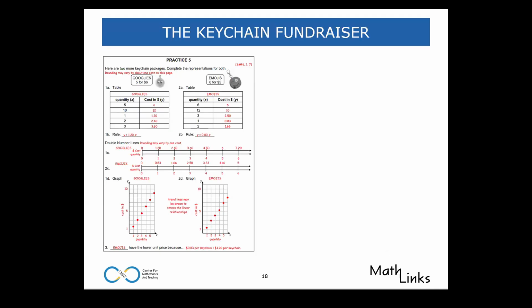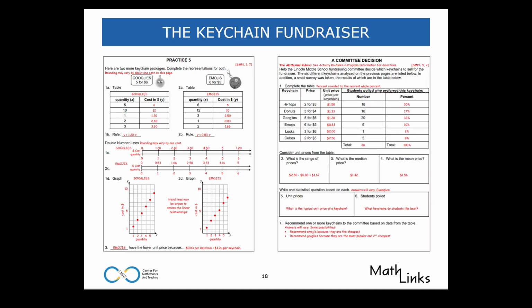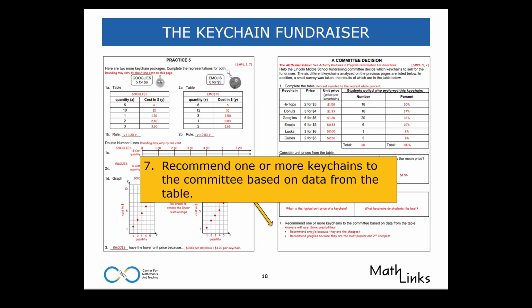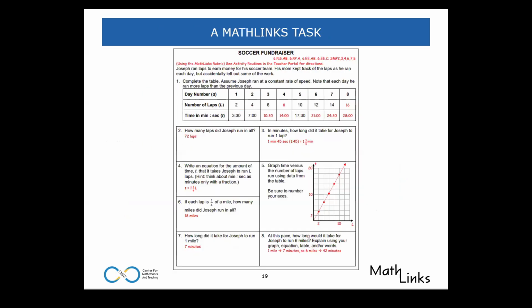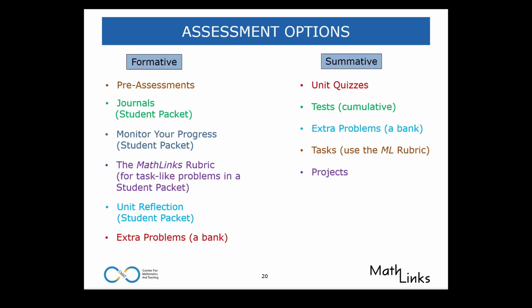Here's a practice page leading up to a rubric-worthy problem from a 6th grade unit. Then they're asked to help a committee decide which keychain to sell. They use prior knowledge of statistics, percents, and unit pricing to analyze the data and make a recommendation. This rubric may also be used by teachers when scoring assessments like this task. As an added benefit, including this work throughout the year should translate into success on standardized tests. And rubrics are just one of many tools provided for assessment, as you can see here.